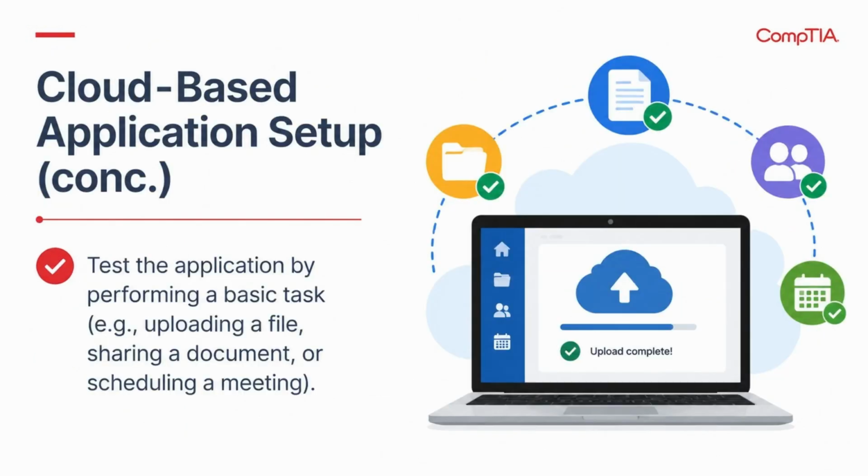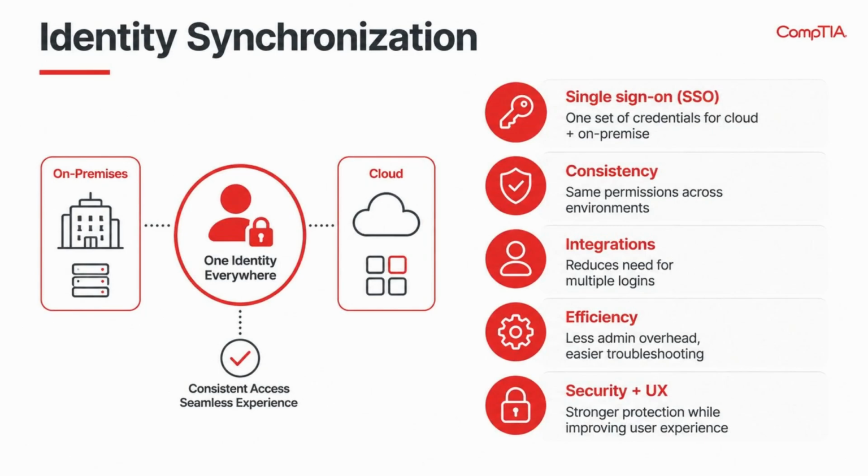You will typically assign licenses through administrative portals, like Microsoft Entra. If a user encounters an issue, the fix is usually as simple as updating their assigned license or reinstalling the relevant application. Finally, identity synchronization via single sign-on, or SSO, allows users to access both cloud and on-premises systems with one set of credentials. This improves security and efficiency by reducing the need for multiple logins.